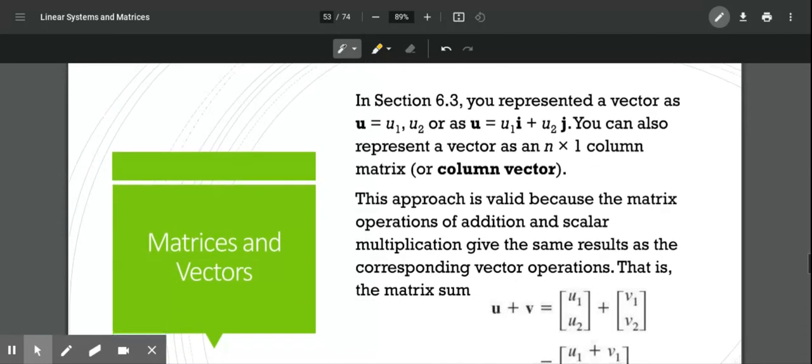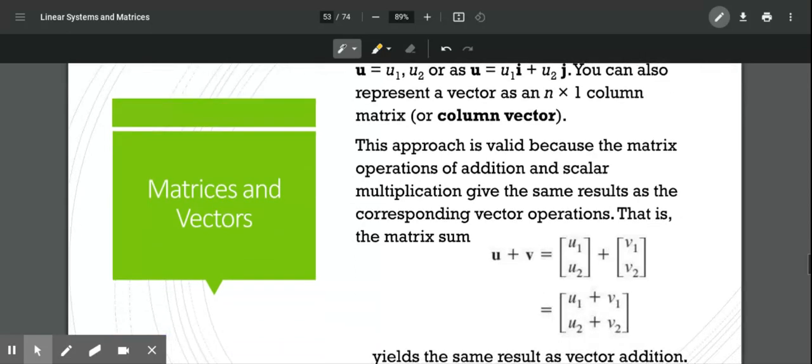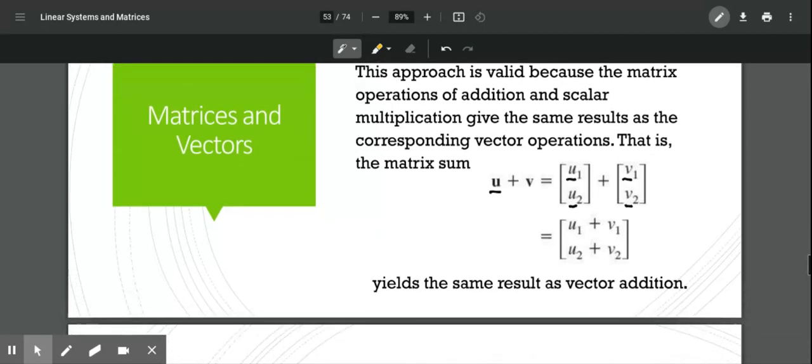And so tying this back in with vectors, you can actually write vectors as a column matrix. So if you had a vector U, its components are U1 and U2, or that's like your A and your B. And if you wanted to add it to vector V, which has components V1 and V2, then you would just add their similar entries and you would get that vector addition.